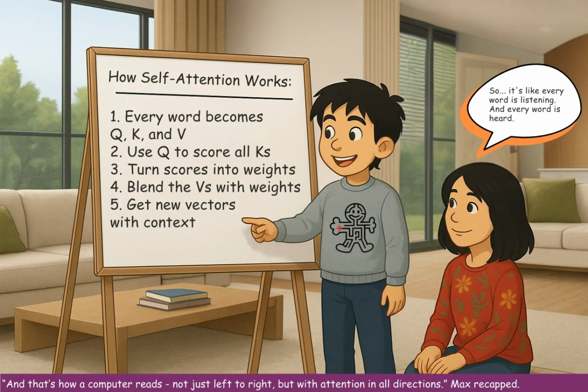Max's whiteboard now shows how self-attention works. 1. Every word becomes Q, K, and V. 2. Use Q to score all keys. 3. Turn scores into weights. 4. Blend the V with weights. 5. Get new vectors with context. So it's like every word is listening and every word is heard. And that's how a computer reads, not just left to right, but with attention in all directions. Max recapped.